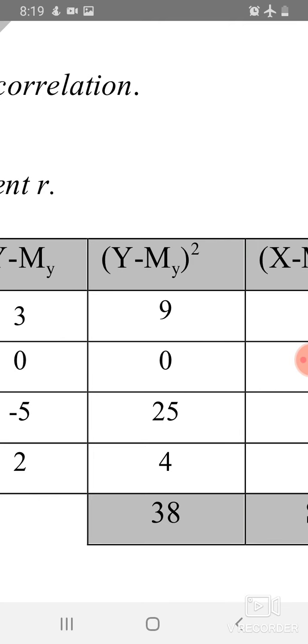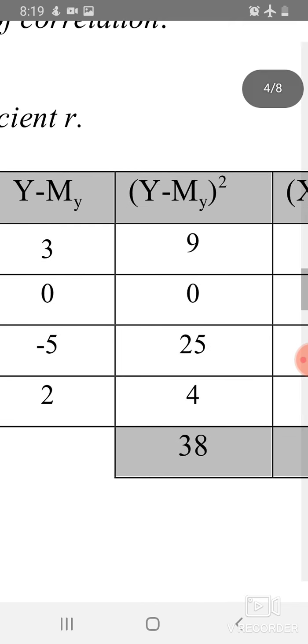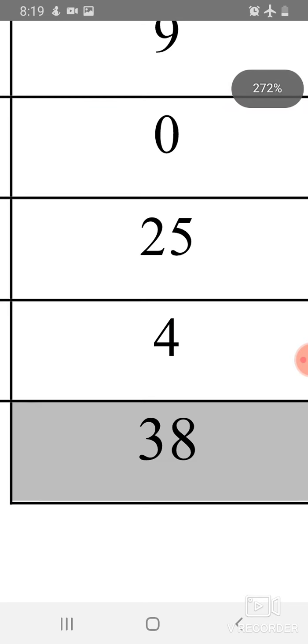You then square all these numbers. 3 squared is 9. 0 squared is 0. -5 squared is 25. 2 squared is 4. You add them up, and you get 38.